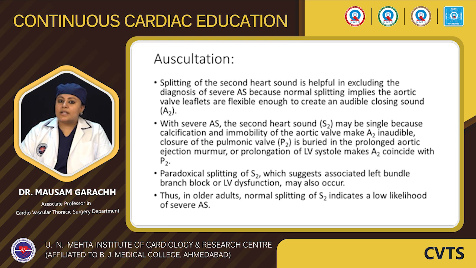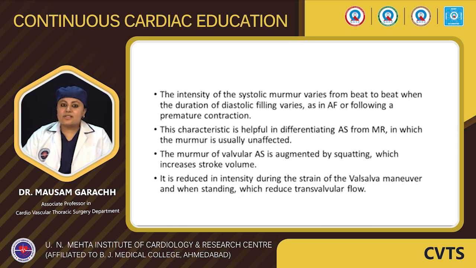The paradoxical splitting of S2, which suggests an associated left bundle branch block or LV dysfunction, may also occur. Thus, in older individuals, normal splitting of S2 indicates a low likelihood of severe aortic stenosis. The intensity of the systolic murmur varies from beat to beat when the duration of diastolic filling varies, as in atrial fibrillation or following a premature contraction. This characteristic is helpful in differentiating AS from MR, in which the murmur is usually unaffected.